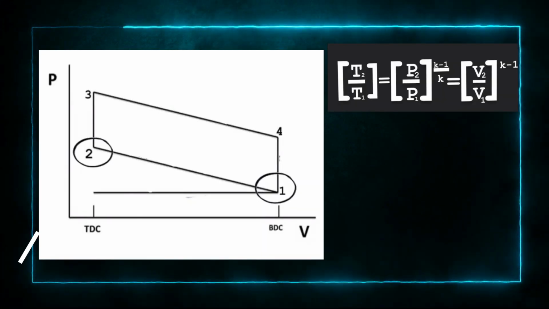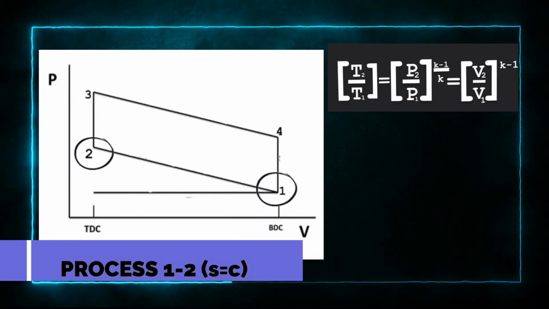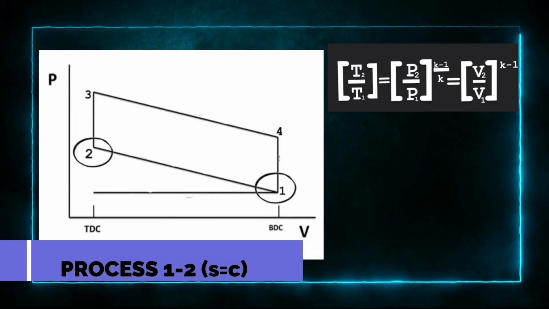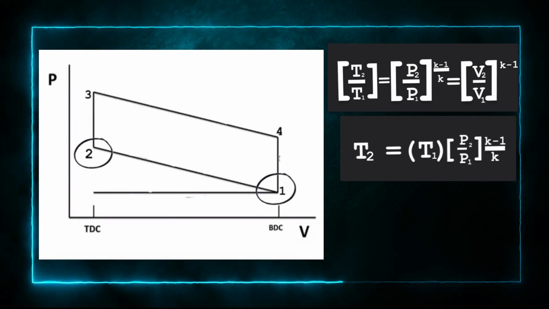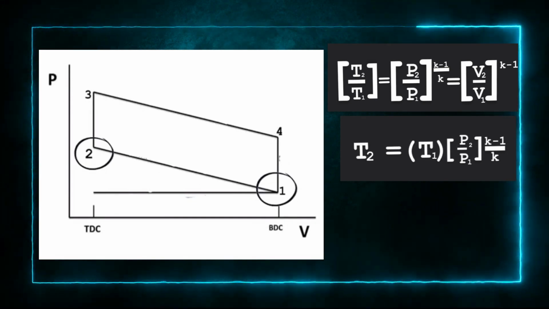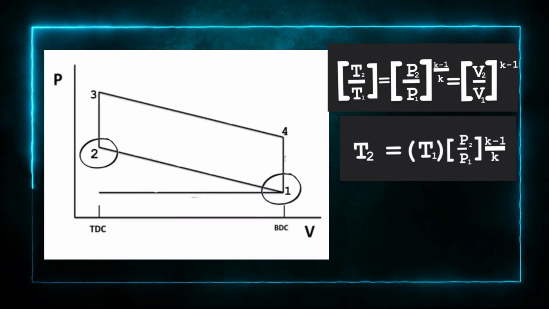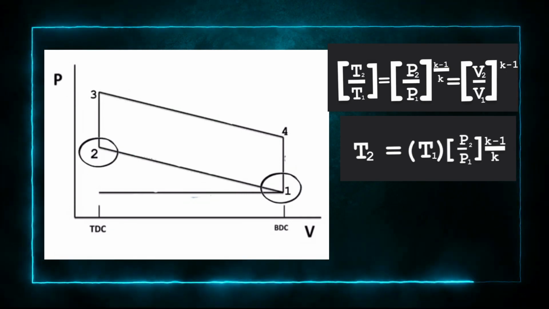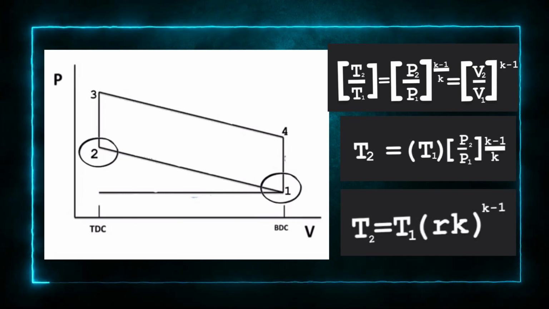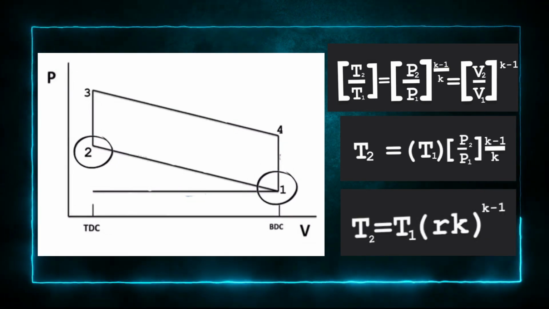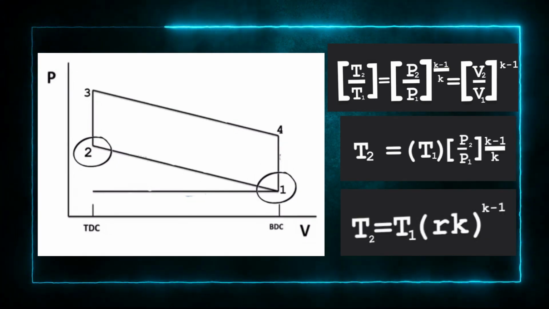In process 1 to 2, we have T2 over T1 equals P2 over P1 raised to the K minus 1 over K, equals V1 over V2 raised to the K minus 1. We derive it to T2 equals T1 times P2 over P1 raised to the K minus 1 over K. And then we have T2 equals T1 times rK raised to the K minus 1.